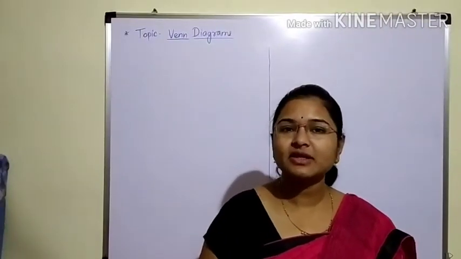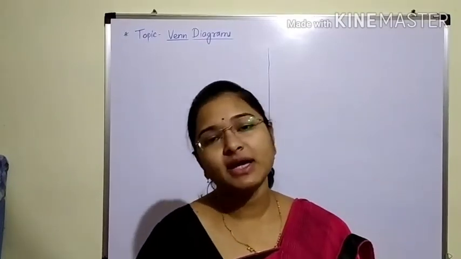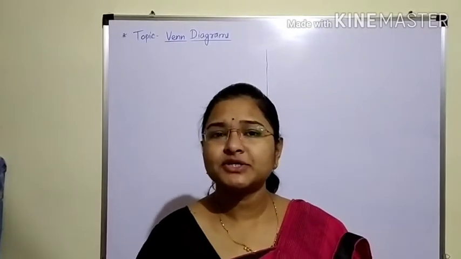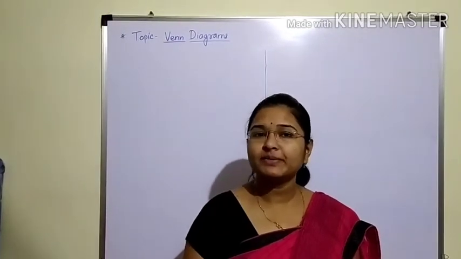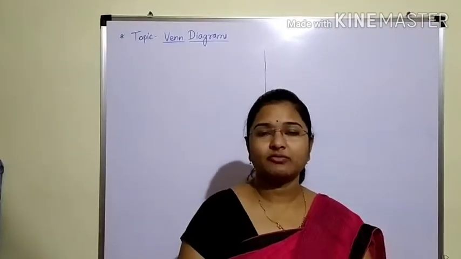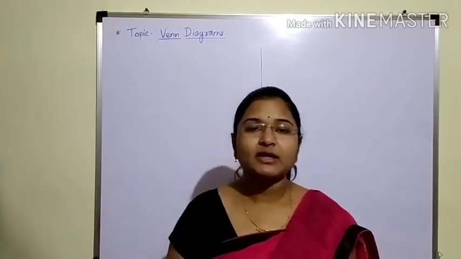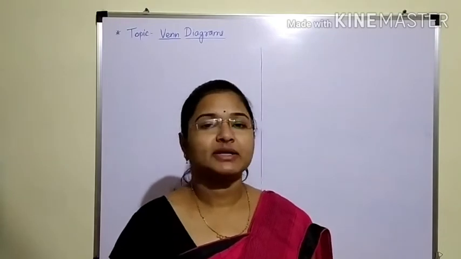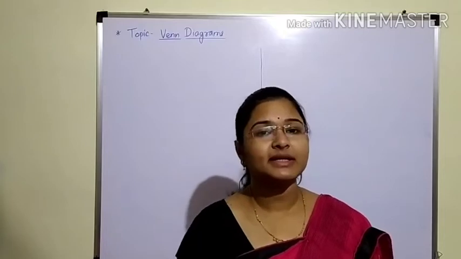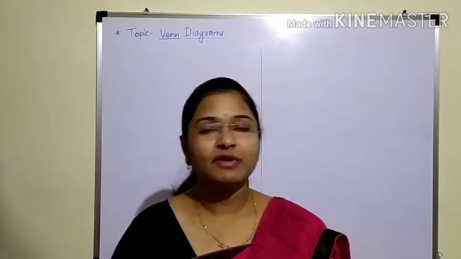Now we will start with the new topic, Venn diagrams. Students, sometimes pictures are very helpful in our thinking. First of all, a Swiss mathematician Euler gave an idea to represent a set in the form of a closed curve. Later on, a British mathematician Venn brought this idea to practice. That is why the diagrams drawn to represent a set are called Venn-Euler diagrams or simply Venn diagrams.